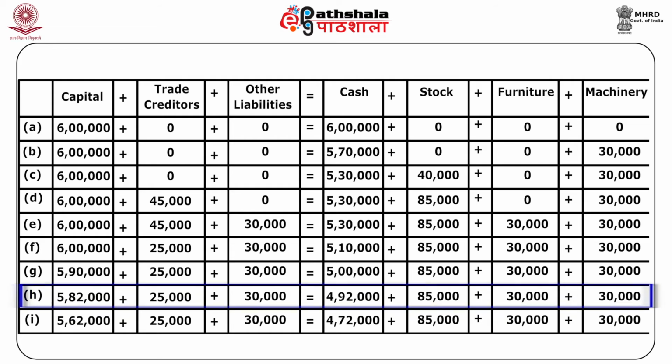On H part, we have 5,82,000 plus 25,000 plus 30,000, which will give you cash of 4,92,000 plus 85,000 plus 30,000 plus 30,000. On I part, we have 5,62,000 of capital plus 25,000 of creditors plus 30,000 of liability, which will give you 4,72,000 of cash, 85,000 of stock plus 30,000 furniture plus 30,000.